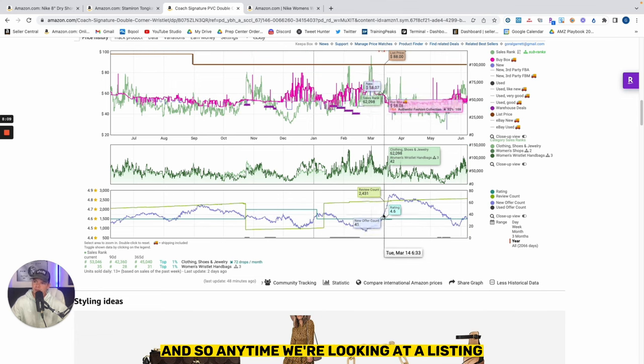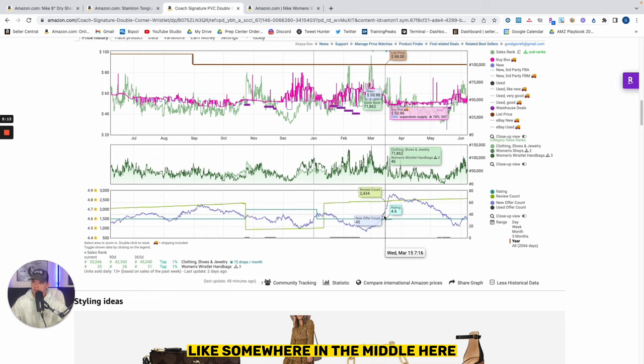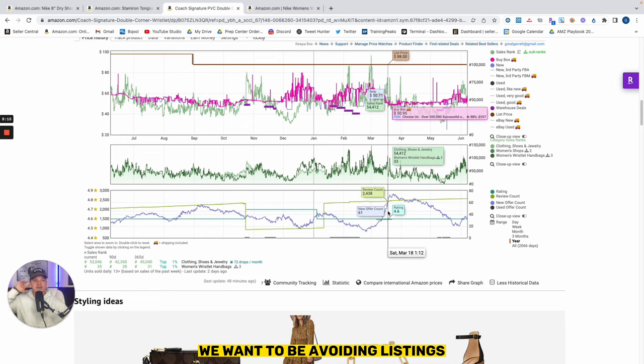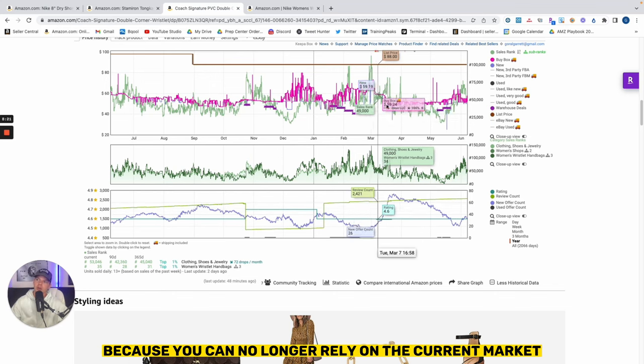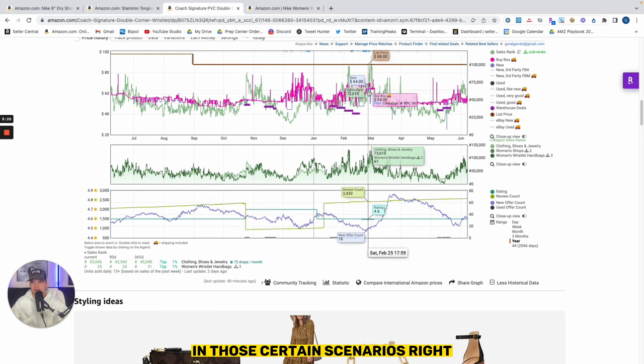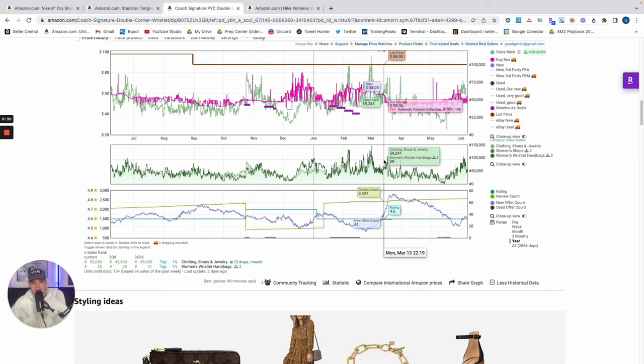And so anytime we're looking at a listing, even if we're up here or somewhere in the middle here, we want to be avoiding listings where the offer count is in the process of spiking, because you can no longer rely on the current market in those scenarios, right? It's always going to result in a future drop in price, right? Keep that in mind as we're looking at products moving forward.